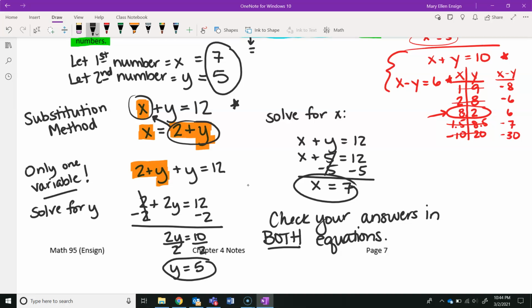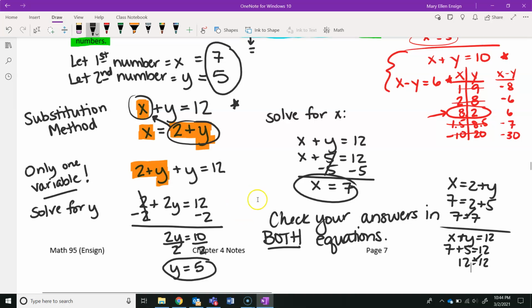So in the first equation, x plus y equals 12, 7 plus 5 equals 12. That does work. For the second equation, if I have x equals 2 plus y, well, x is 7 equals 2 plus 5. Yes, that does check, right? So there was one, and then here's the other. That also checks. All right, so you can check your answers in both equations. So we found two numbers that satisfied both of those criteria.